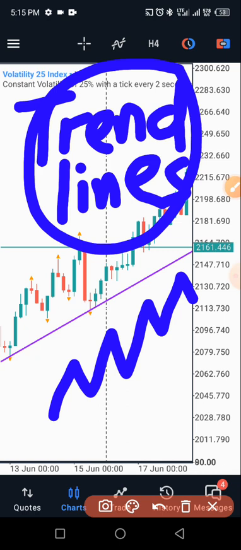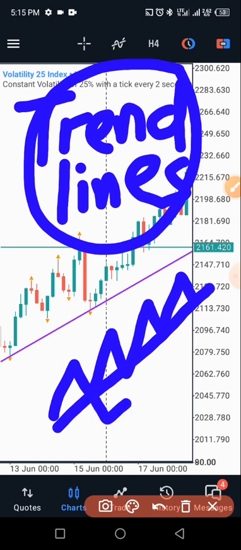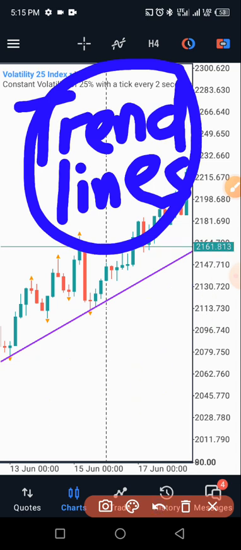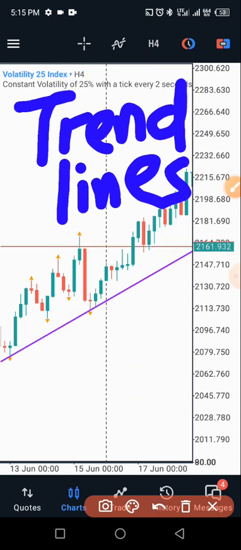One of the ways we can do that is to draw this trend line in this way. You can see the first touch here and then the second touch, and by drawing these two touches here, we can anticipate the next touch, which will be this. And the same is also true for a downtrend market.